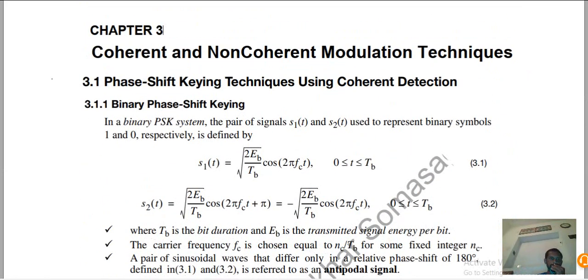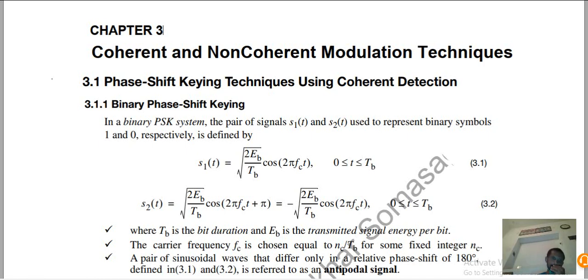Okay, start with Chapter 3, coherent and non-coherent modulation techniques. There are two techniques, and I will start first with the phase shift keying techniques using coherent detection. In coherent detection methods, there are different PSKs, or phase shift keying: binary phase shift keying, quadrature phase shift keying, and so on. First, I start with binary phase shift keying.